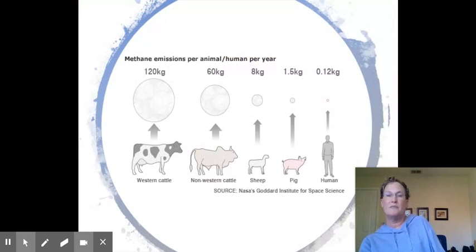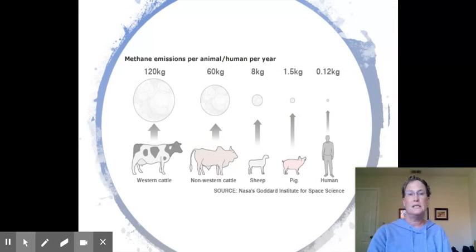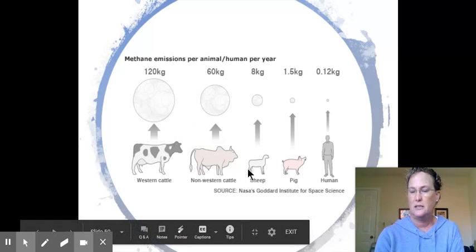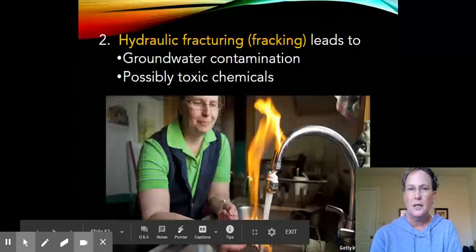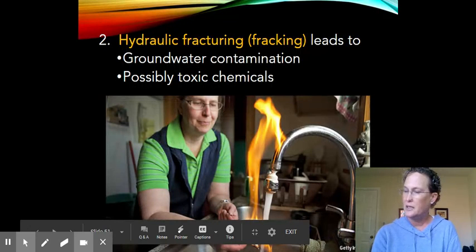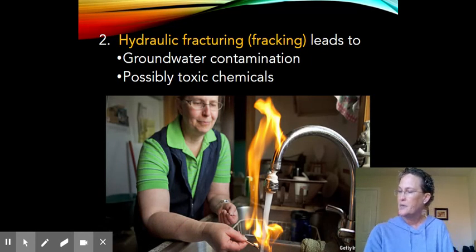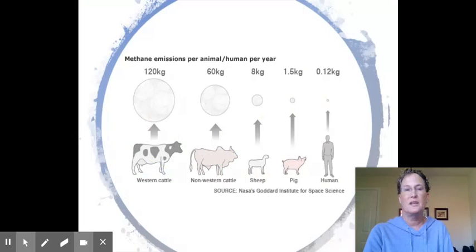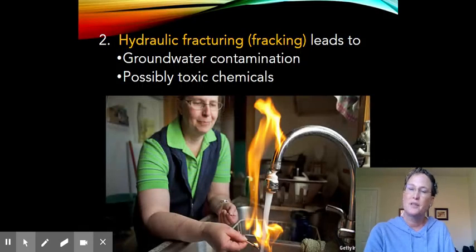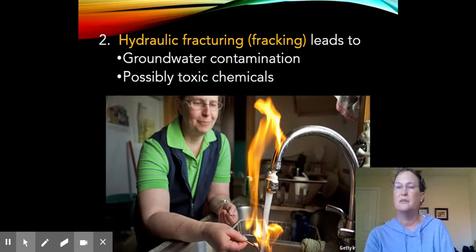Methane emissions come from animals and from humans. So farting and burping gives off methane. Okay, and then the number 2 disadvantage is, oh, and then the question was which animal lets off the most methane, and it's the Western cattle. So eating meat leads to methane emissions.